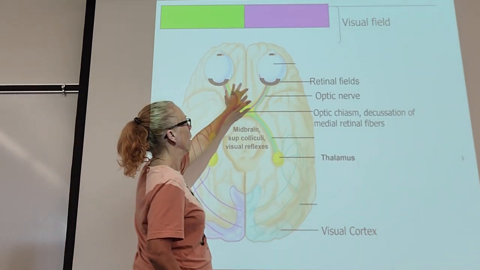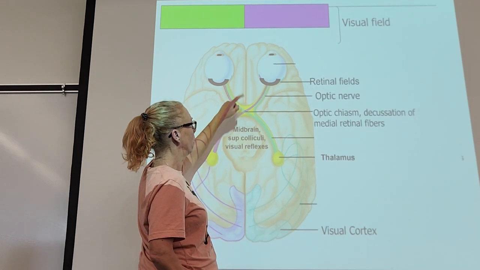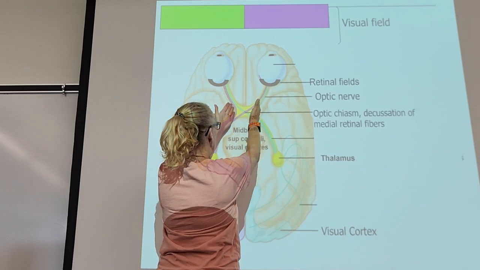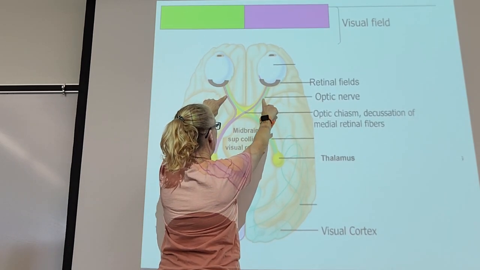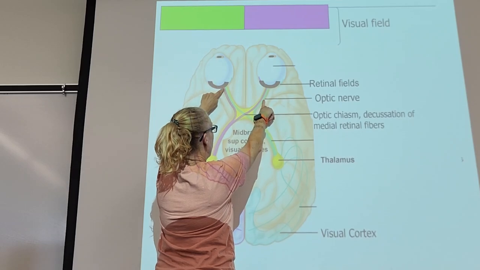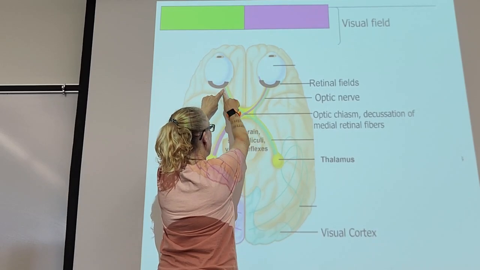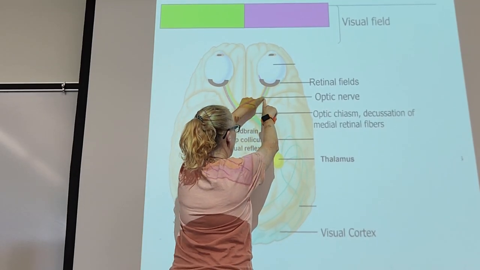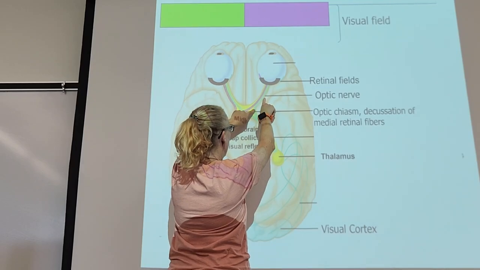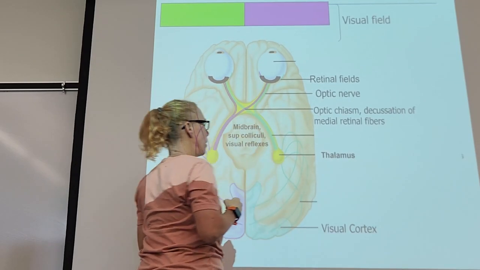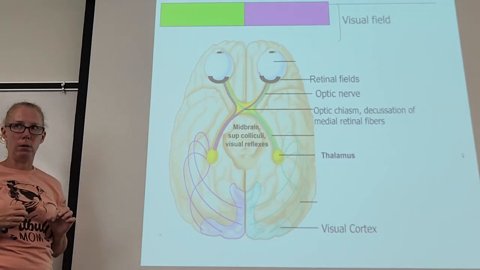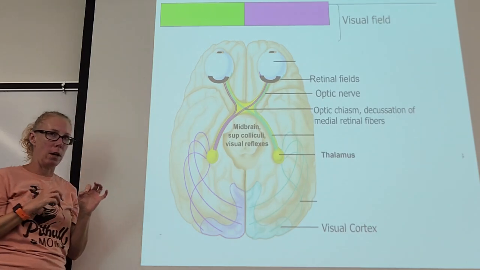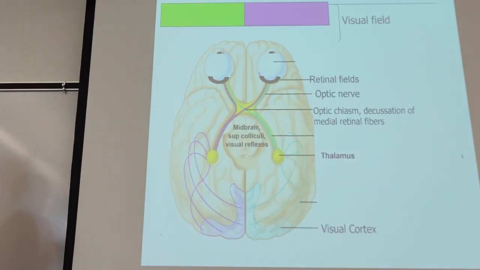So, the optic nerve of each eye, laterally, processes information from the opposite visual field, okay? So in the left eye, the lateral fibers are processing the right visual field. In the right eye, the lateral axons are processing the left visual field, okay? But the medial fibers process the same side visual field, okay? So both eyes are processing information from both visual fields, okay?